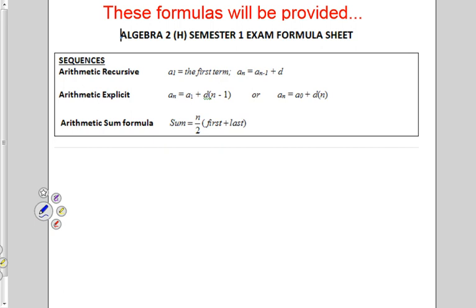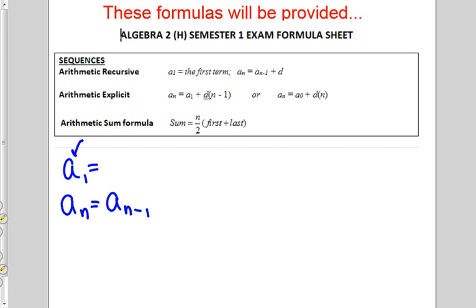Okay, this video is on the difference between the first three formulas that you're going to see on your formula sheet, and they deal with sequences, arithmetic sequences. The first one is a recursive formula, and basically you're supposed to state what the first term is, and then state how to get to any other term based on the previous.